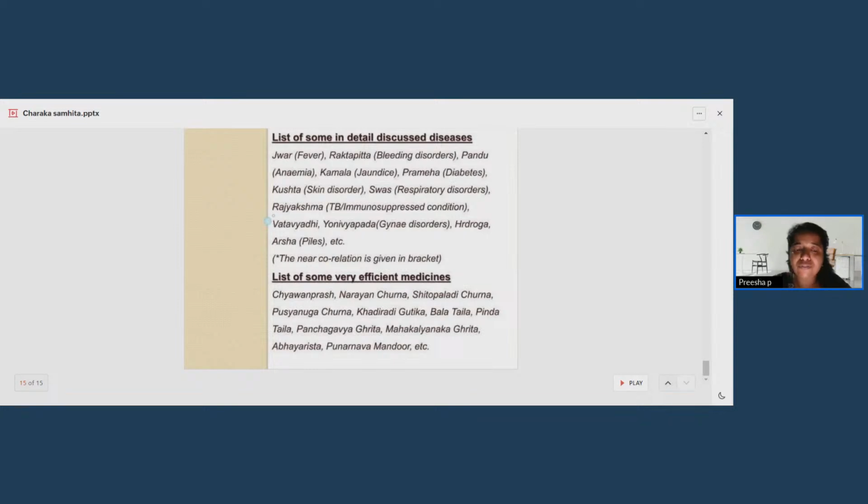what is the first treatment of Visuchika? Treatment for Visuchika, the first treatment. When we think about the Visuchika, what can be the first treatment? Yes, Langana. Good. Langana is the first chikitsa which is told for Visuchika. Okay.